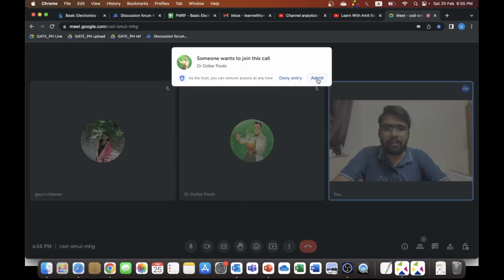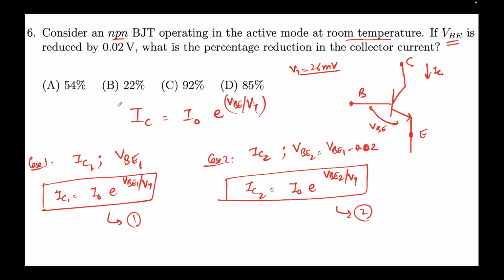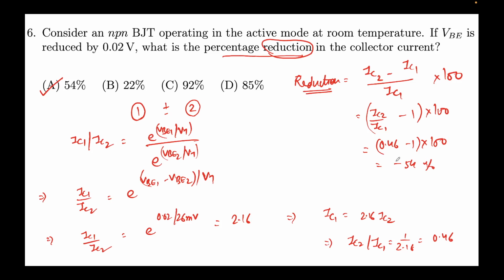Just to summarize, what happened in this problem was, just like in the last case, we wrote the expression connecting the collector current to the base-emitter voltage. Again, I'll emphasize that this expression is valid when we are in active mode. We wrote the two cases, divided them, did some algebra, and finally found the percentage reduction, which is IC2 minus IC1 over IC1. It's coming out to be 54%. The key thing to note is that VBE decreased only by 0.02 volts. That's a very small voltage, 20 millivolts, but the collector current reduced by approximately 50%. It got halved.